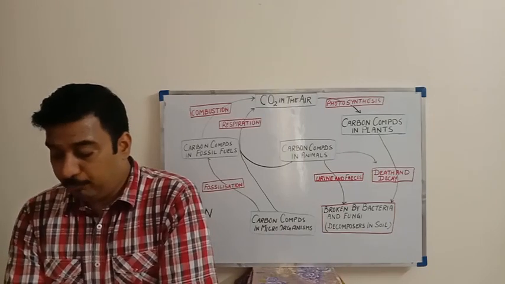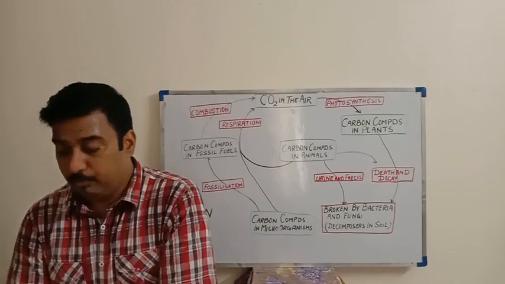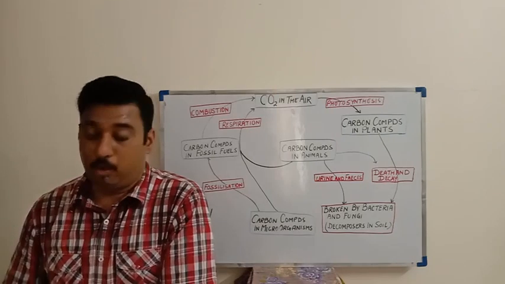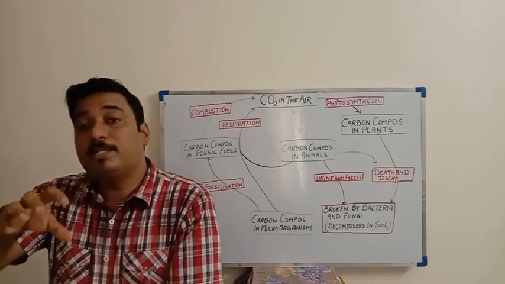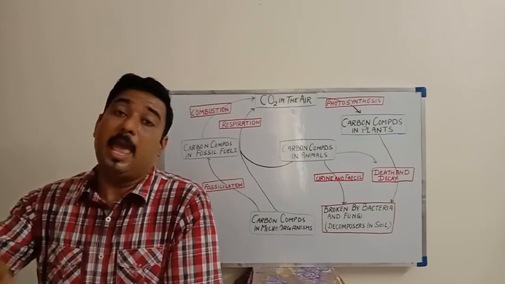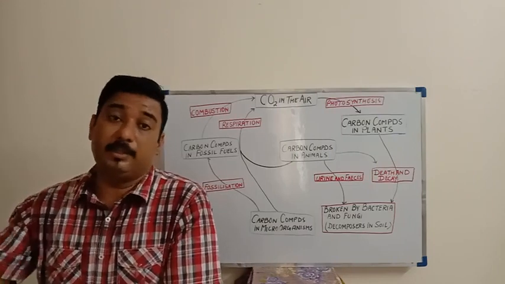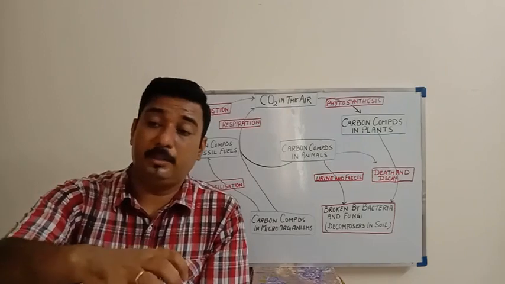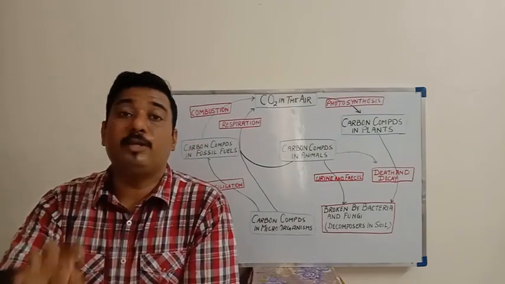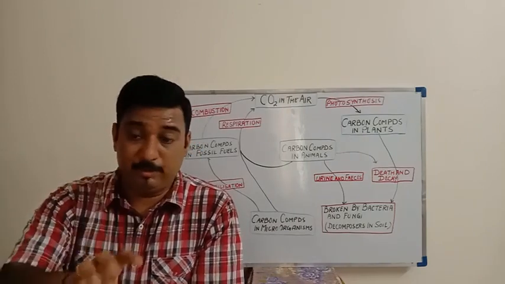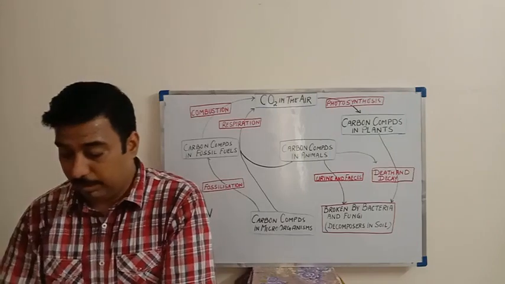Organic compounds so formed are transferred to herbivores and carnivores in the form of food. Means the plants will be eaten by the herbivores and the herbivore animals will be eaten by the carnivores. So in this way, there will be a movement of carbon from one trophic level to the other trophic level.